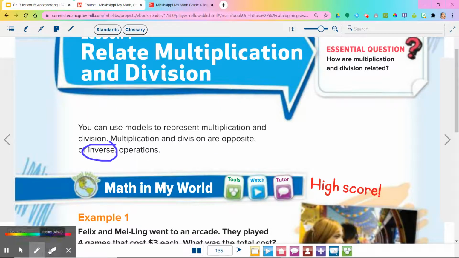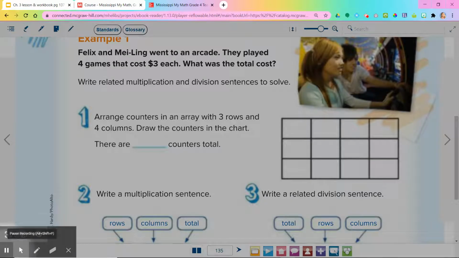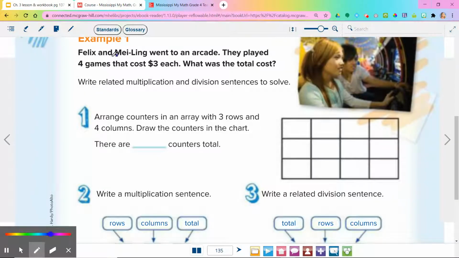So let's scroll down here and let's look at example 1. Felix and Mei Ling went to an arcade. They played 4 games that cost $3 each. What was the total cost?